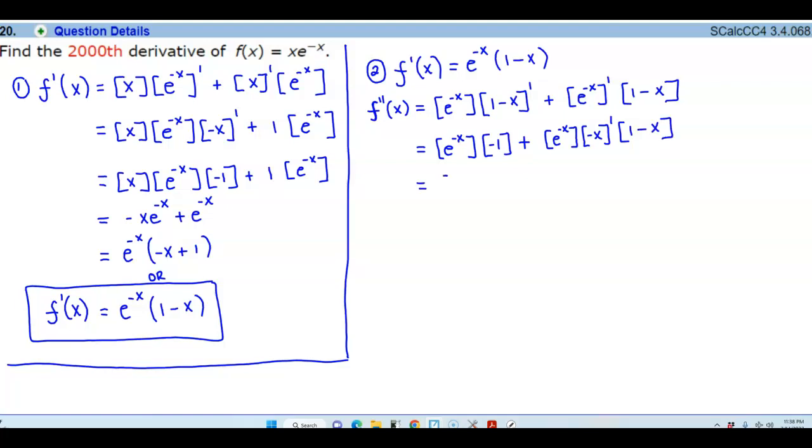Okay, so now we have e to the negative x times negative 1, and then plus e to the negative x times the derivative of negative x, which is negative 1, times 1 minus x. So we get negative e to the negative x minus e to the negative x times 1 minus x.